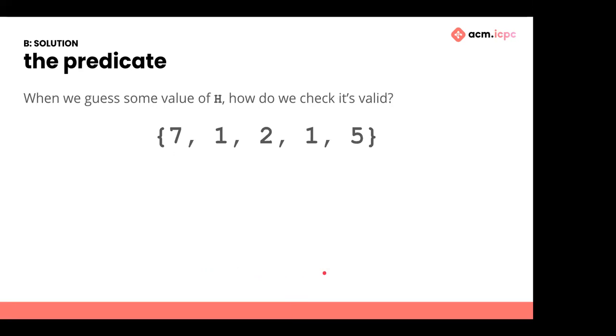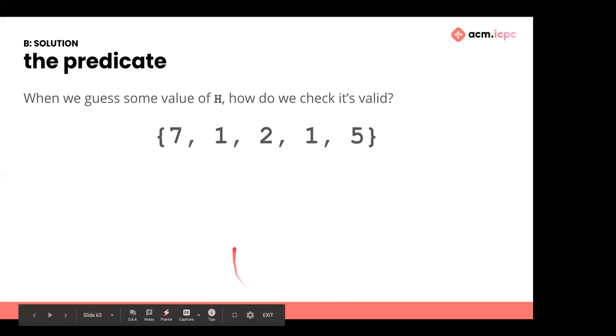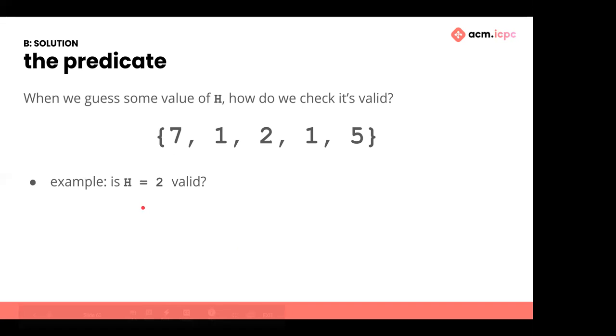And then the second part of the solution is the predicate. It's a longer predicate. It takes order of n time, as it turns out. But the idea is pretty much the same, which is checking the validity of a specific element of the solution space. So specifically, given a specific H index, is that a valid H index? Looking at sample input 1 as an example, we can check is H equals 2 valid, for example. So this is an H index of 2.